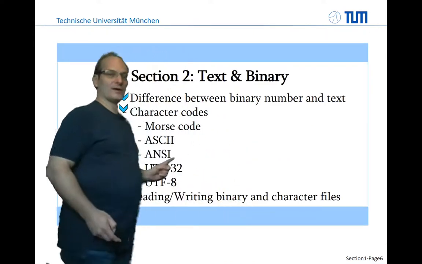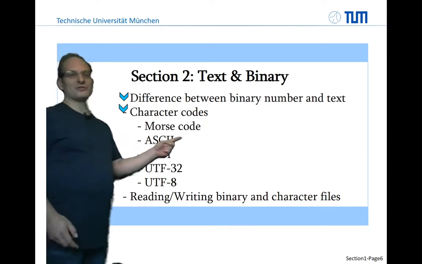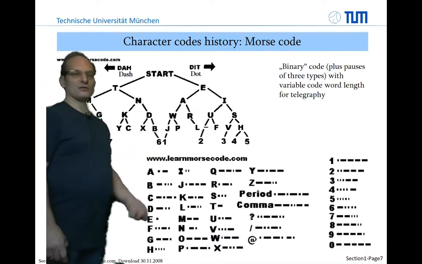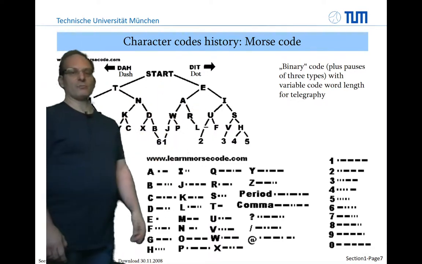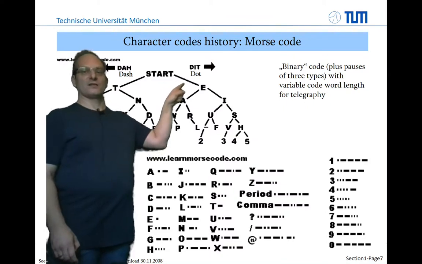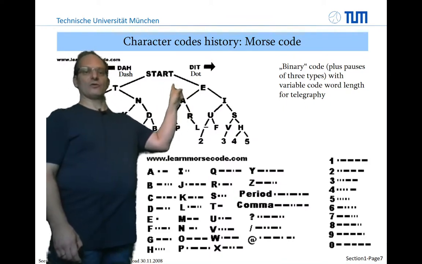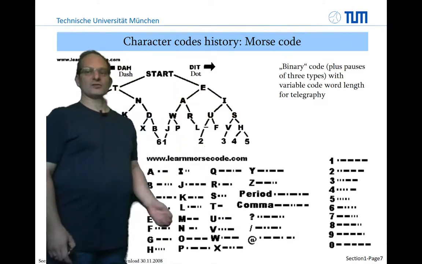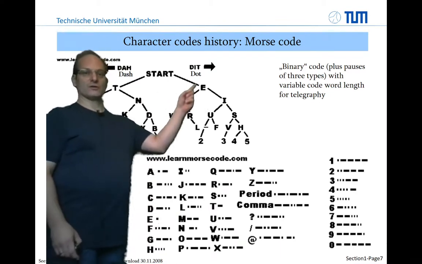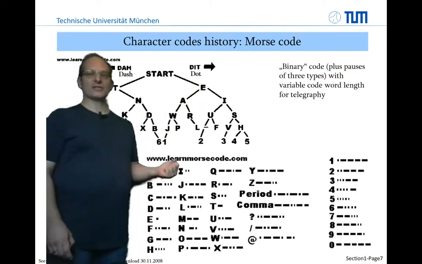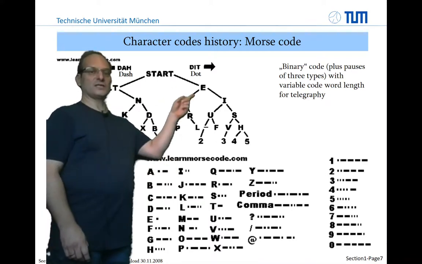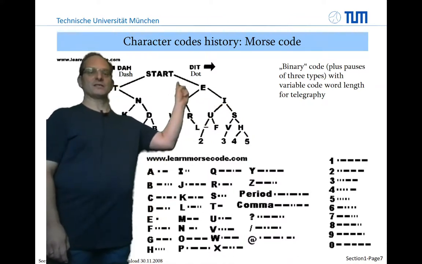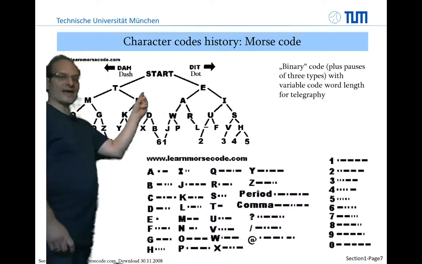So the code which I mentioned and which might come into your mind is the Morse code. Because if you plot it like this, you have a binary tree. So for example, if you want to represent the I, then you follow the tree in this direction. Going to the right means a dot or a di, short sound. Going to the left means a dash or a da, long sound. Di, da, di, da. So representing the I means di, di. Representing the M means da, da.